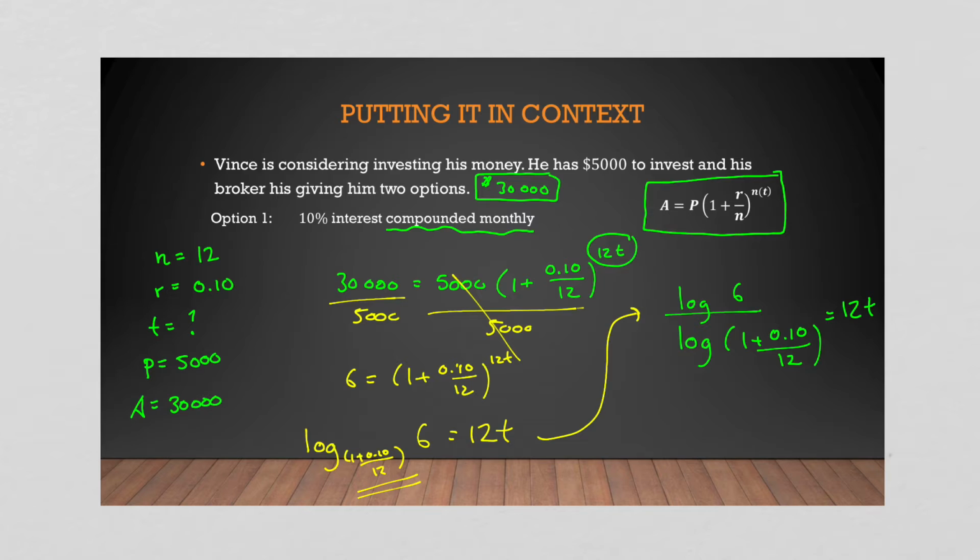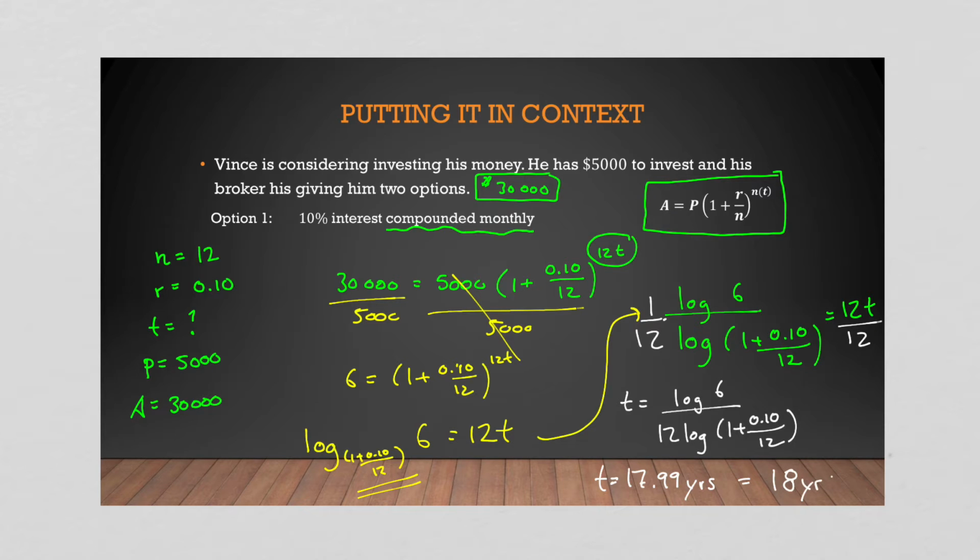So now how do I get t? I divide both sides by 12, which is the same as multiplying by 1 over 12. So now I have t equals log base 10 of 6 over 12 times log base 10 of this lovely number. So again, this is where your computer or your calculator usage comes in handy. Make sure you key all that in properly. And if you key that in properly, you get 17.99 years, which means 18 years.